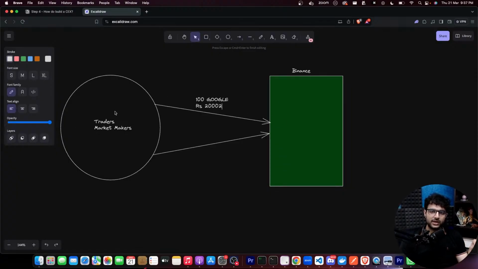They find out that the current fair price of Google is X. And then they say, bhai, I will buy at slightly less than that, or I will sell at slightly more than that, because this I feel is the current fair price of Google stock.